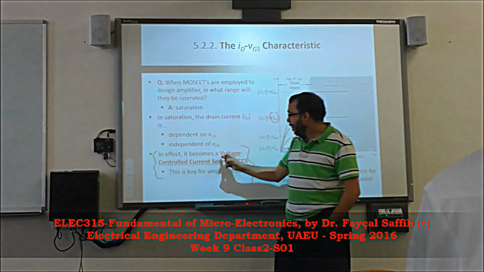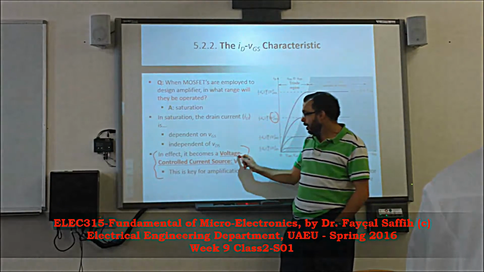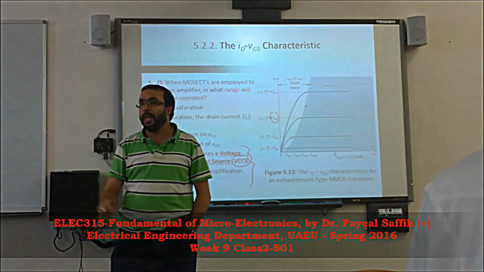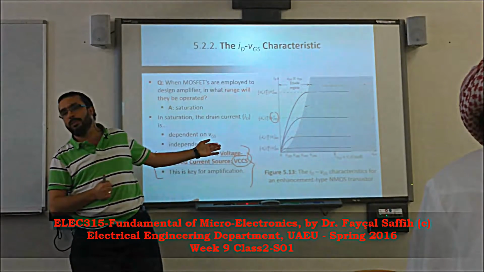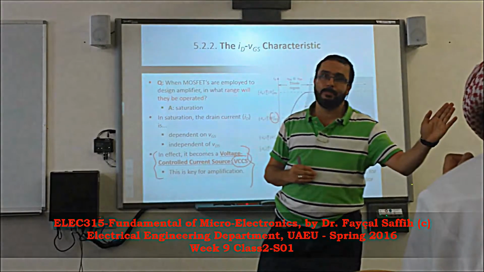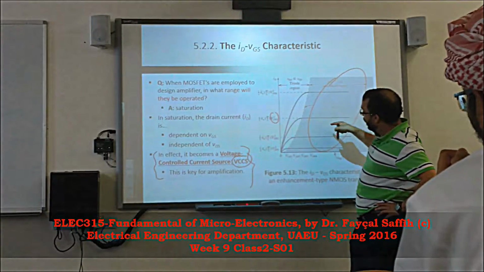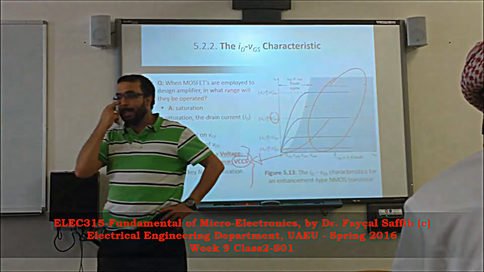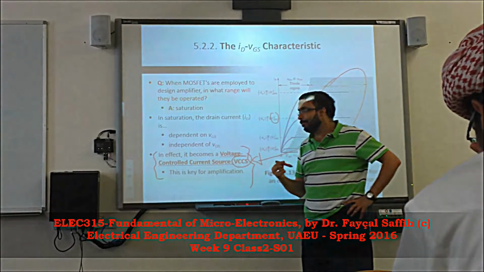Voltage controlled current sources, VCCS. It means it's a current source. If my circuit needs current, I can supply it, and I can control the current just by the voltage, which is the overdrive voltage, yes or no? But I have to be where? I have to always be in saturation, in this region. If I'm in this region, my transistor works as a voltage controlled current source, controlled by the overdrive voltage. Got it? That's it.